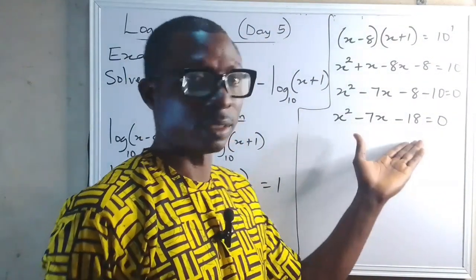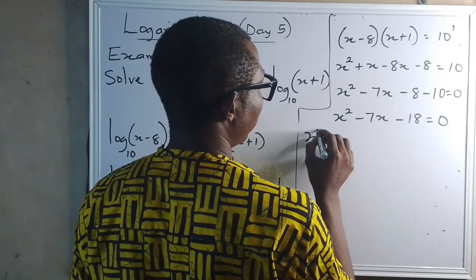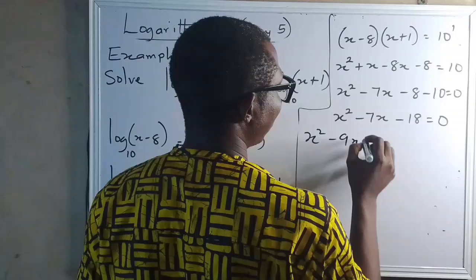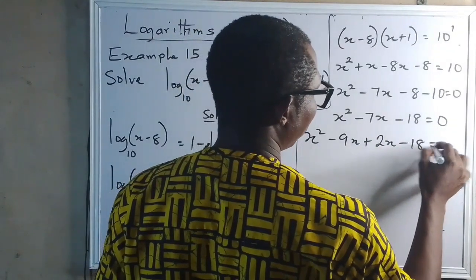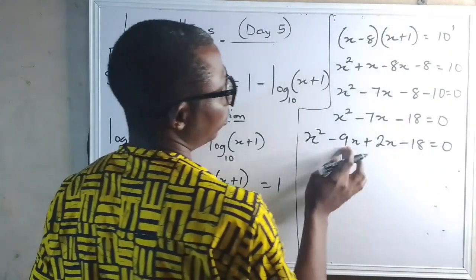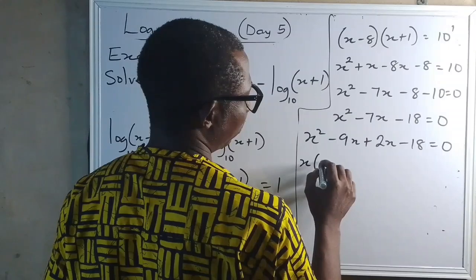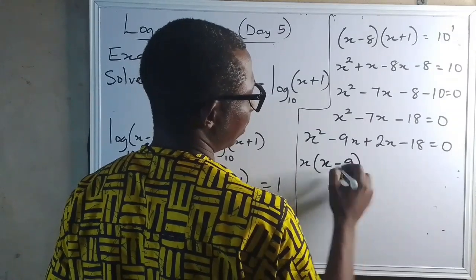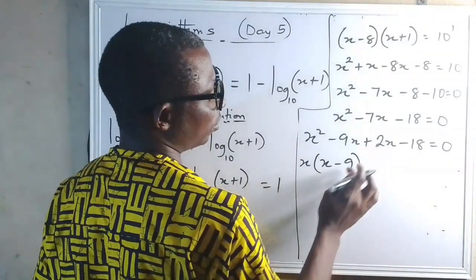This is a quadratic equation. So we need to solve this quadratic equation. x squared minus 9x plus 2x minus 18 equals 0. All right, so now from here, you factor out x. So what's common? x is common, so we have x minus 9. When you divide this one by x, you have x. Divide this by x, you have minus 9.